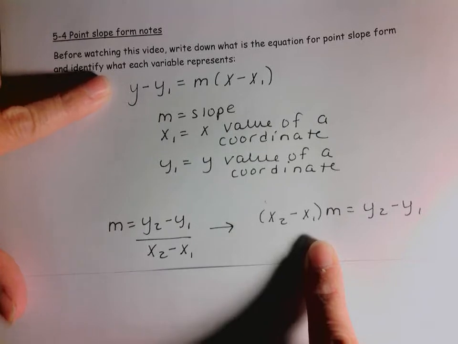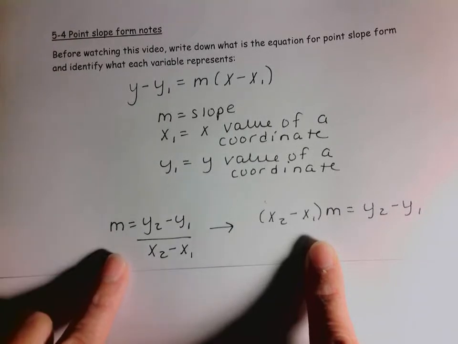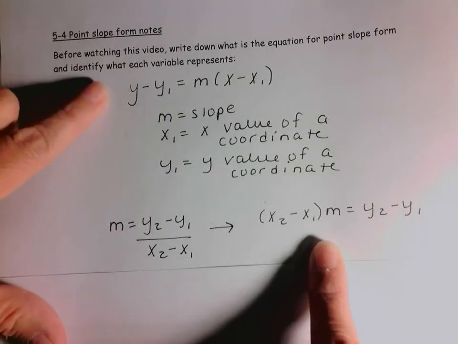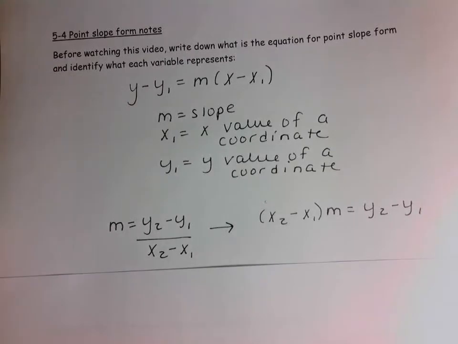Pause the video and make sure you understand how I got from my slope formula to the point slope form. And then also make sure you see how these are the same thing. Pause the video and study that and make sure you see that. Because it's extremely important that you understand that the slope formula, slope-intercept form, point slope form, and the next form we're going to learn later, standard form, are all different forms of the same equation.